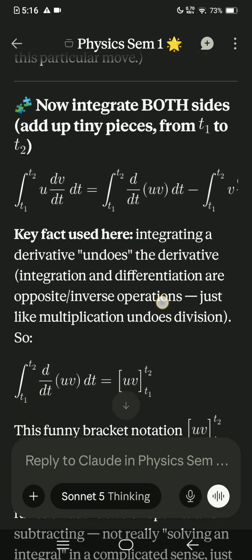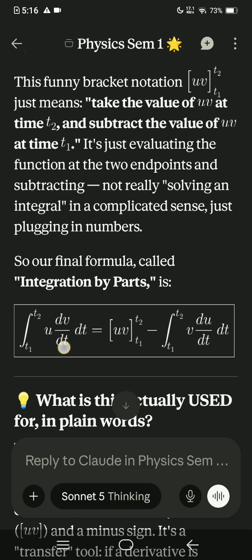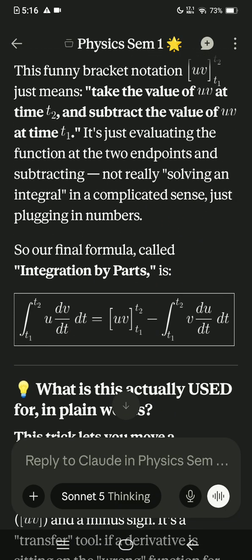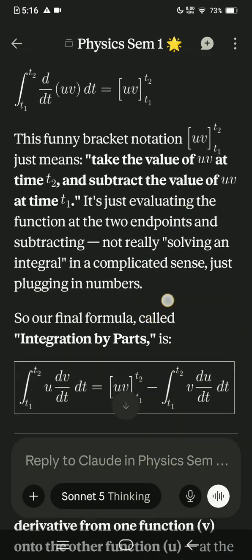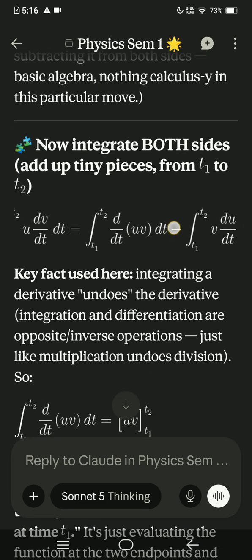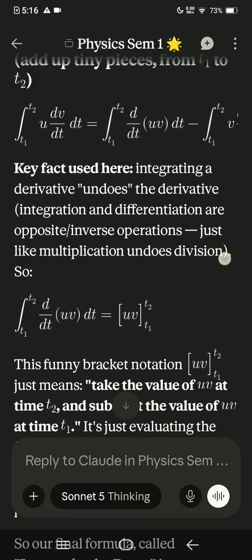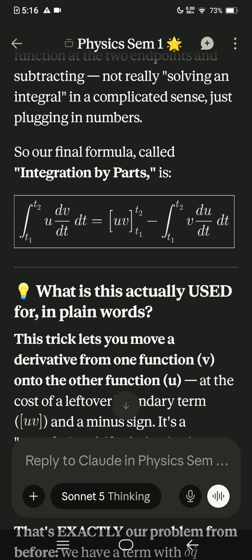what? इस वाले को किया था क्या वैसा ओपन अप, मतलब change this part, rest is the same. v du by dt. v du by dt, yes, everything else is same, only ये वाला part थोड़ा solve किया है. So final formula called integration by parts is this.